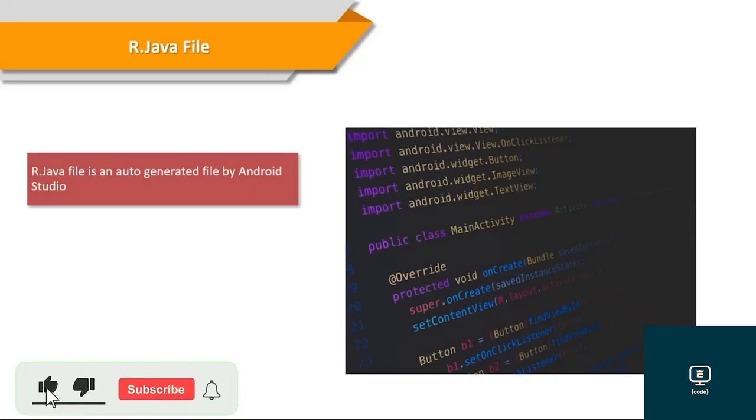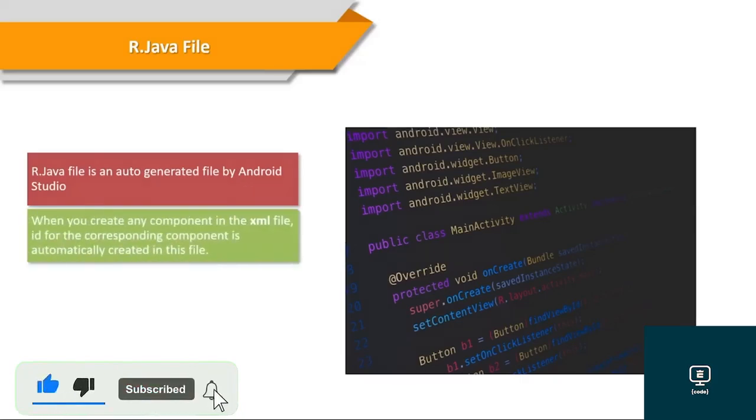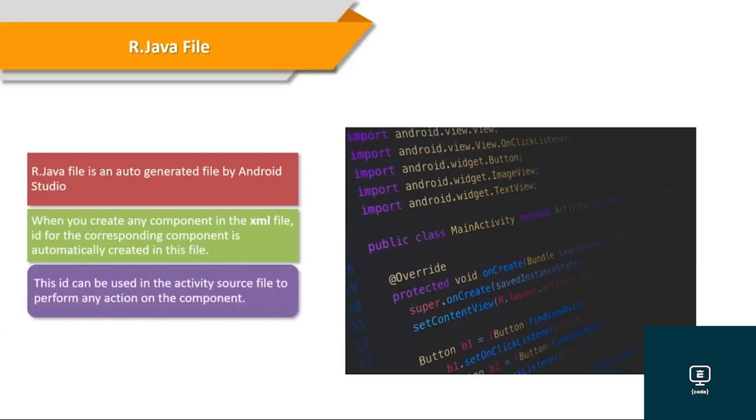So we do all of the design in the XML file. All the designs we made in the XML file are translated into Java code by Android Studio. And then Android Studio gives an ID to every component you designed in the XML file. So these IDs are kept in the R.java file. These IDs can be used in the Java side to perform any action on the XML files.